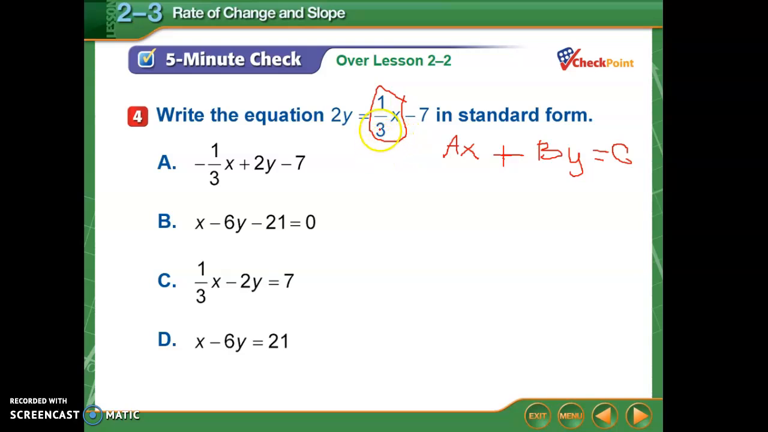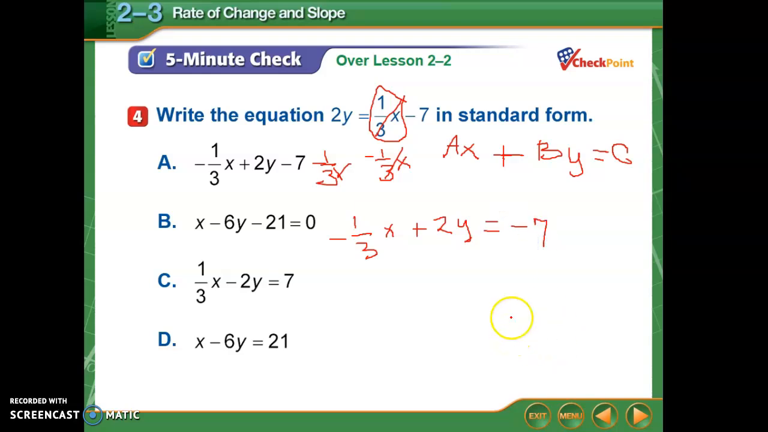Or your other option is to get rid of the fraction. Whatever your first step is, as long as you follow the steps correctly, or the properties of equality, you will get the same answer. First I'm going to move this one here to the other side. That will give me negative 1/3 x, and then bring down your 2y equals, and this will cancel out. Then bring down your constant negative 7.